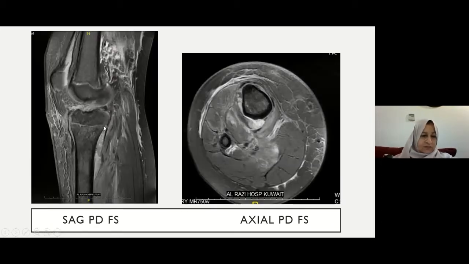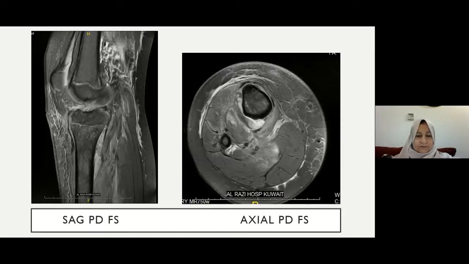Here in sagittal, you can see the subperiosteal collection. In the axial, soft tissue edema, subcutaneous edema, and this collection. This boy underwent surgery, got improved, and after a while, he deteriorated, with increased C-reactive protein and ESR, and the culture from the wound showing MRSA.